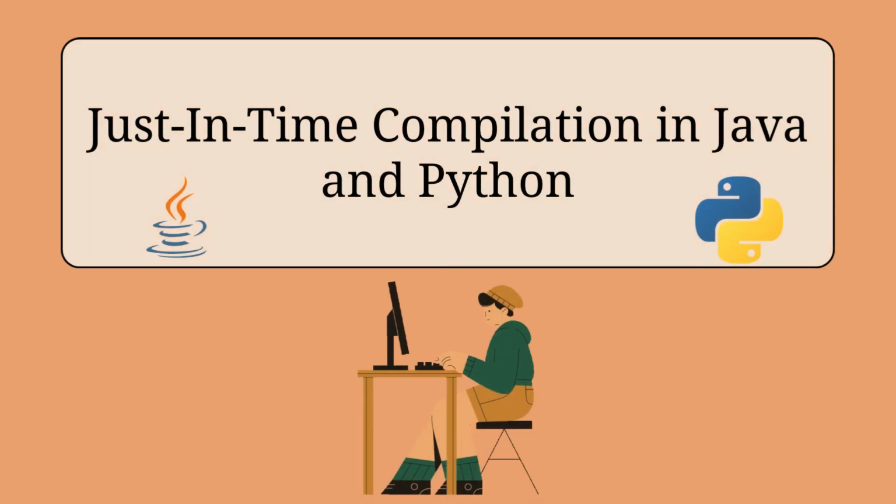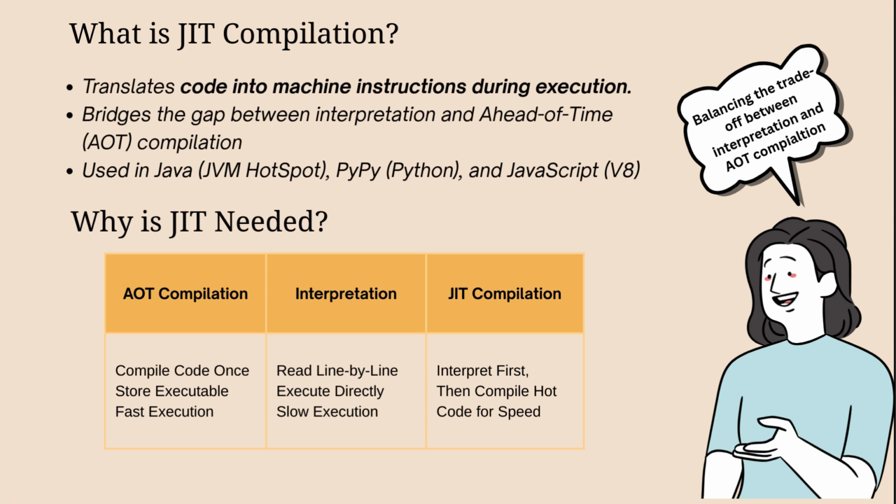Everyone, today we are going to talk about just-in-time compilation, or JIT, in Java and Python. JIT is a powerful technique that helps improve the performance of programming languages that are traditionally interpreted. We'll explore how JIT works, its role in the Java Virtual Machine and Python, and why it makes programs run faster. Let's get started. What is JIT compilation?